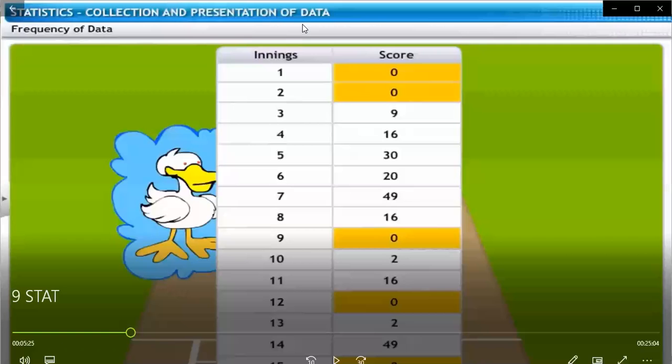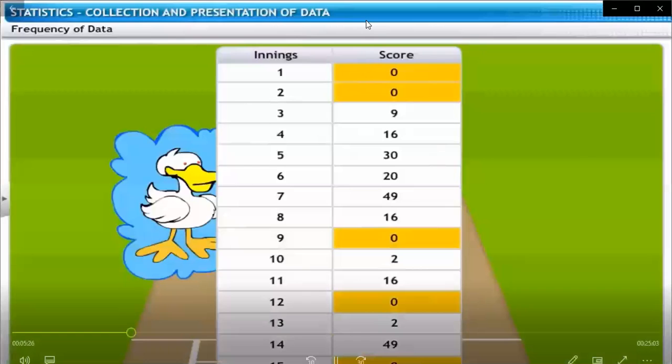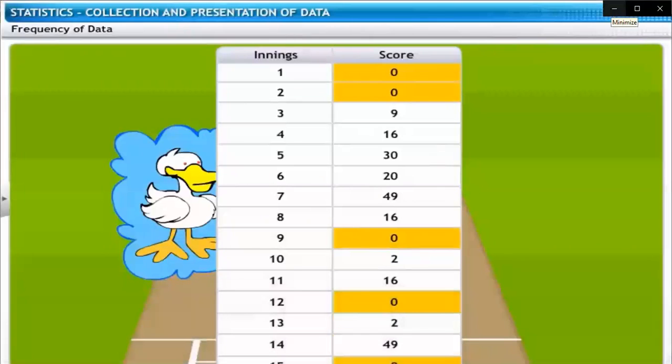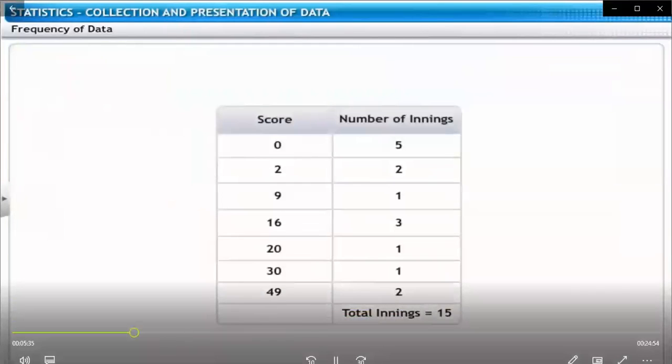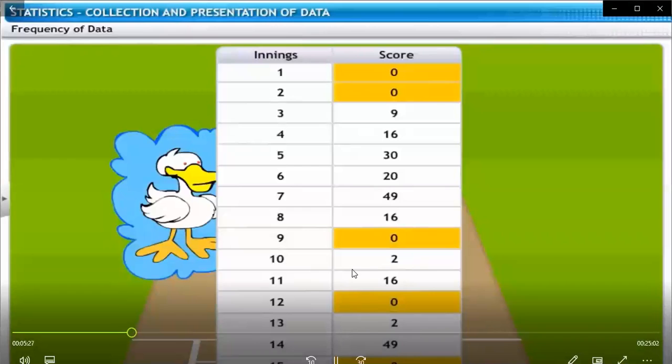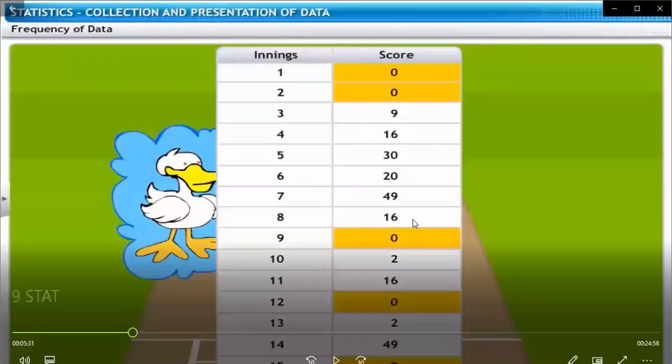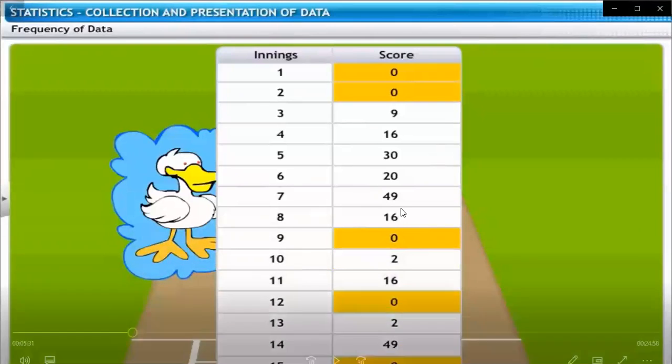So let's understand this concept with one more example. This is the data provided of a batsman, with the number of innings and the runs he scored. For example, in the first inning he scored 0, and in the second inning also he scored 0. Then the third inning, up to 15 innings, are given with the runs scored by him. In this way, we are representing the data innings by innings, showing what runs he is scoring in each inning.